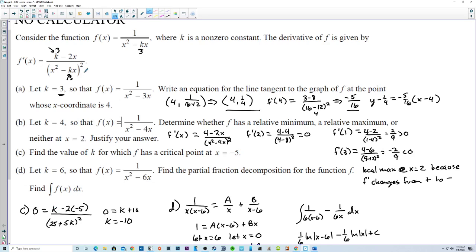And plugging negative 5 in for x, now we want this to be 0. So in order to make this 0, we just need to make the top 0. So 0 is k plus 10. We get k equals negative 10.